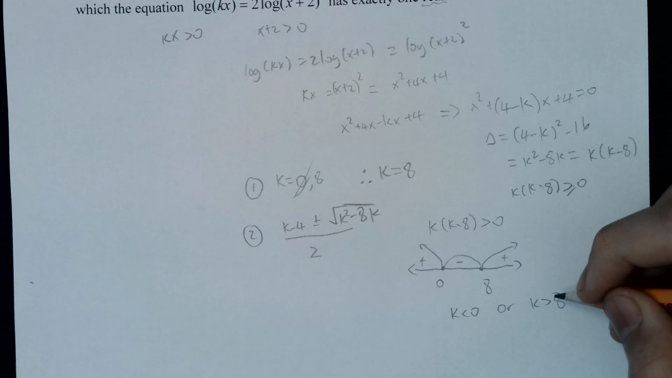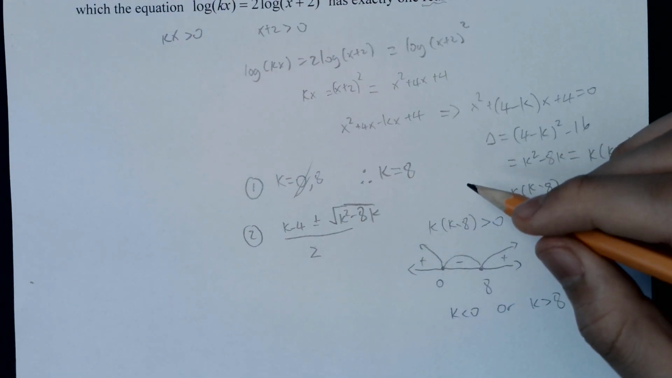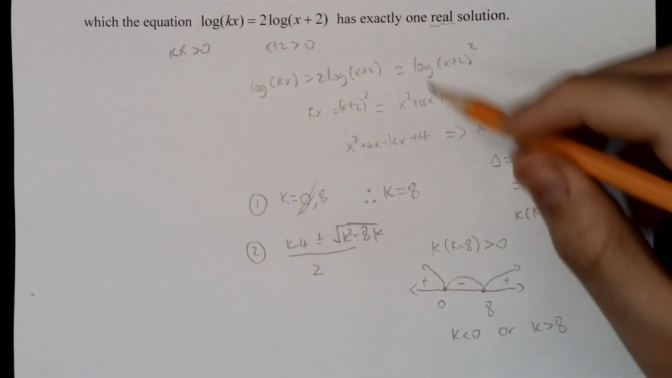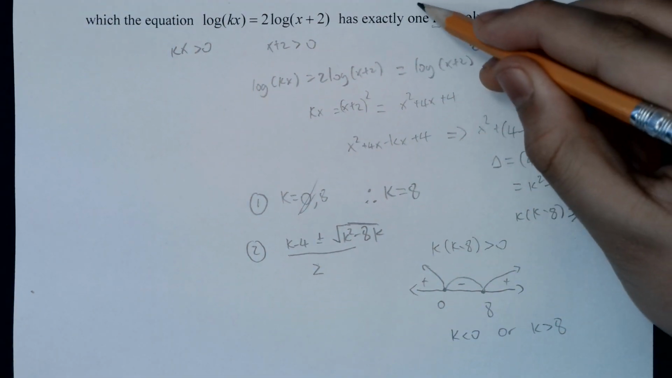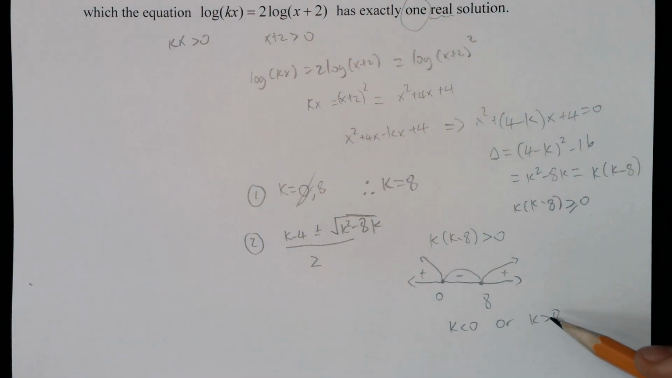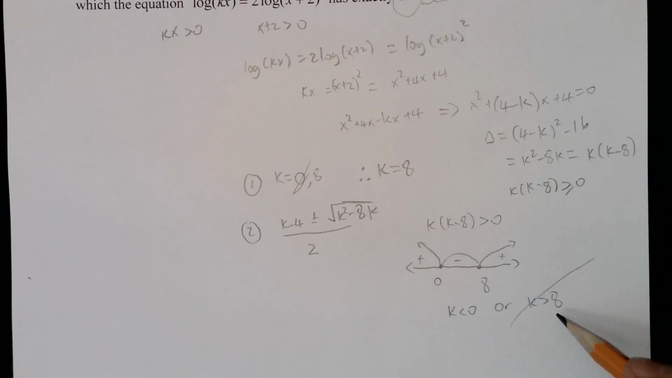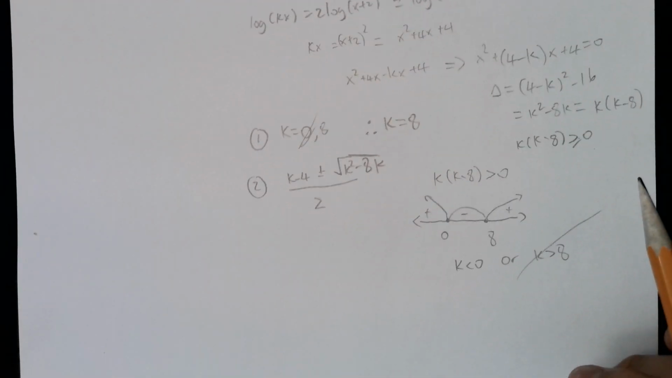Now, if k would be equal to 8, and we plug it into here, it's pretty obvious to see that both of our solutions would be positive. However, we can only have exactly one real solution. So in other words, if k is bigger than 8, both of our solutions will be positive, and we can't have this. So we're not going to consider this. So we're going to be considering k is smaller than 0.